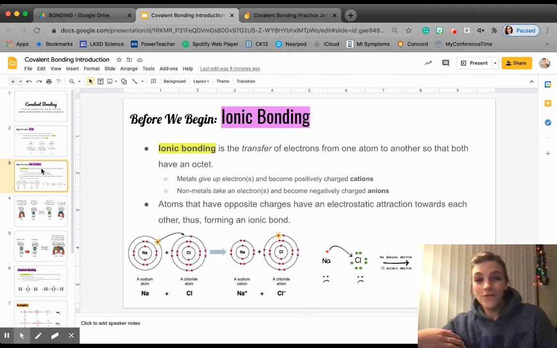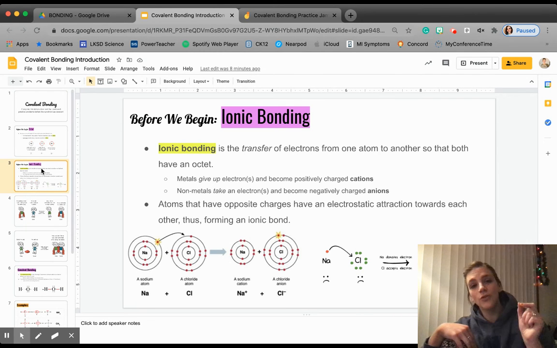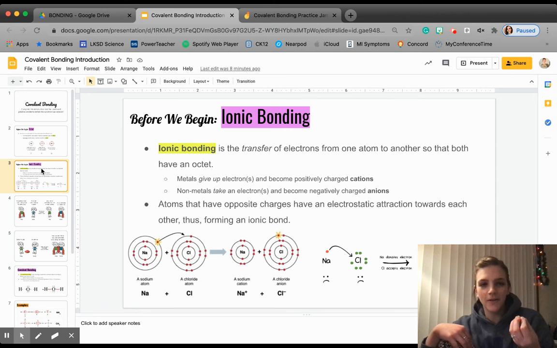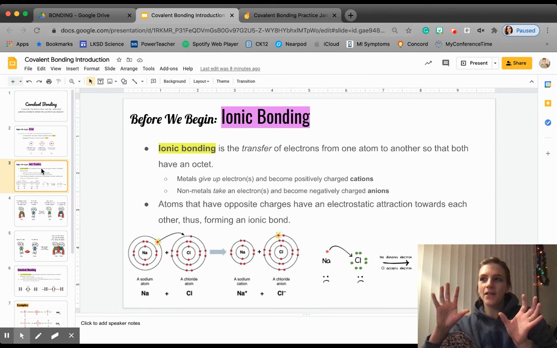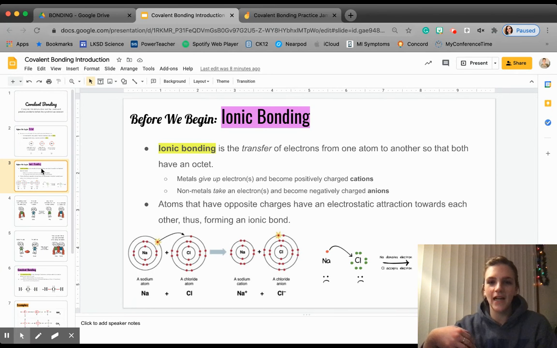A review of ionic bonding, though. We talked a lot about this on Monday. We did lots of practice problems. Ionic bonding is where we transfer electrons from one atom to another atom. The metals are the ones that typically give up their electrons and they become positively charged cations. They give their electrons to a nonmetal, which will become a negatively charged anion. Because they become oppositely charged, they're then attracted to each other. We form this ionic bond.